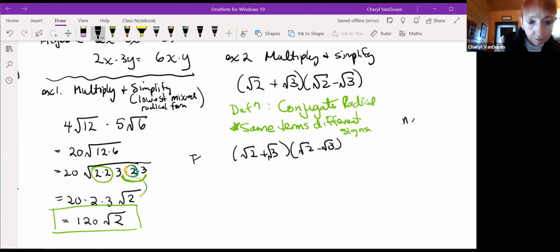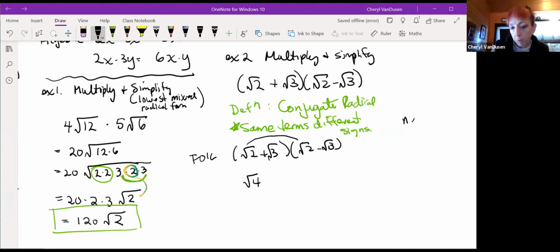So I'm not doing anything but just rewriting it. Remember the word FOIL. I'm sure you guys, we're halfway through the course, we've done lots of FOIL questions. So we get root 2 times root 2. And I'm going to write it as root 4. I'm going to actually do the multiplication. And then we get root 2 times minus root 3. So minus root 6. Root 3 times root 2 is plus root 6. And root 3 times minus root 3 is minus root 9.